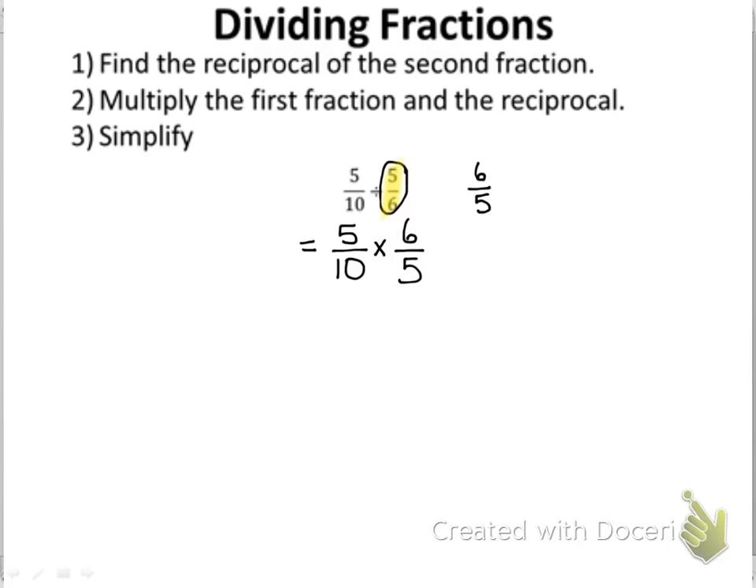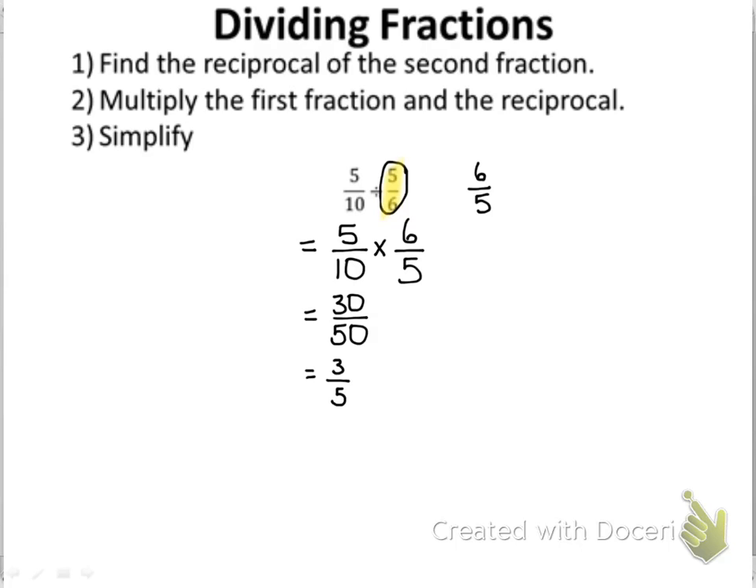When we multiply them, we multiply just like we always have. 5 times 6 is 30, and 10 times 5 is 50. And now we're going to simplify. The greatest common factor of 30 and 50 is 10, so this will give me 3/5. So when we're dividing by a fraction, we're actually going to turn it into a multiplication question.